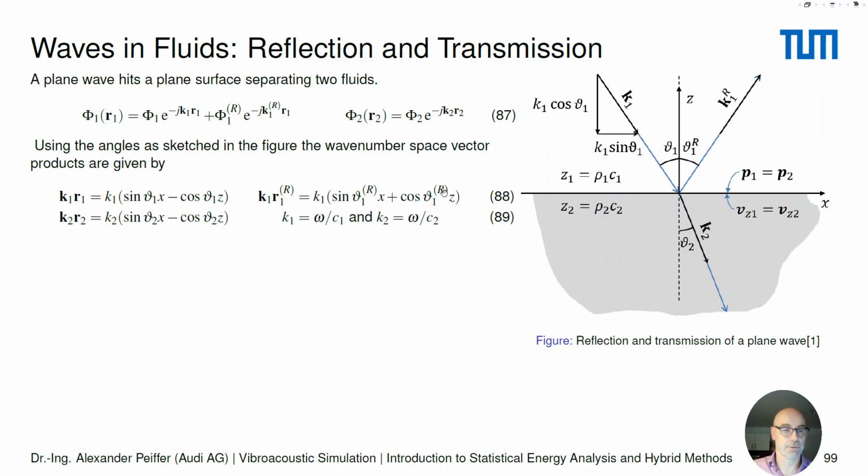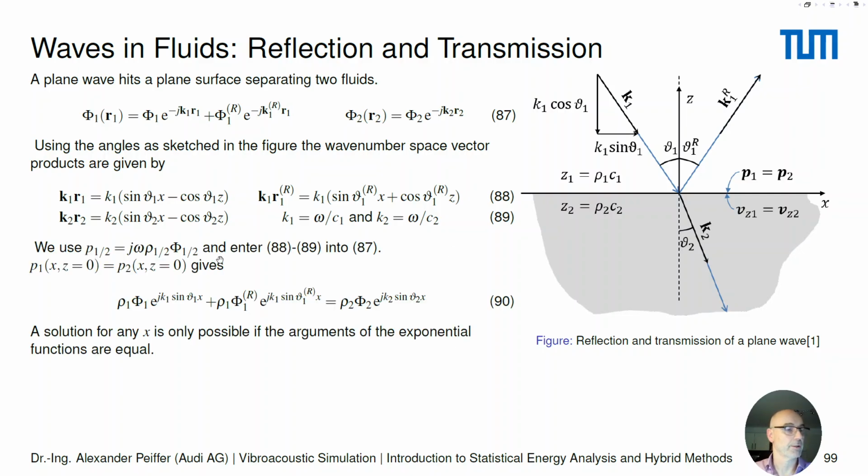Again, we can use trigonometric functions to express the vector products of the space and the wave number, leading to the following expression, which is the same as in the first consideration. This is the same for the second wave, and this is just a definition again, repeating how the value of the wave number is defined when we use the angular frequency and the related speed of sound in each medium.